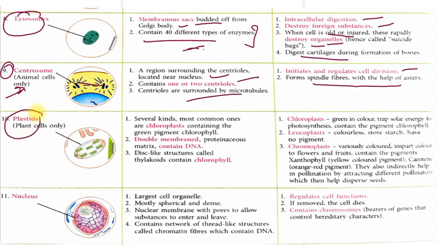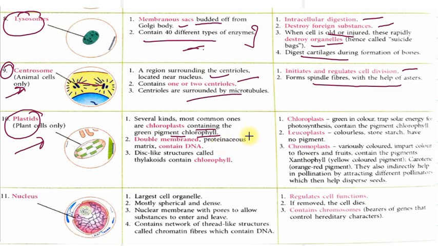So next are plastids. Another important organelle, they are found in plant cells only. These are plastids. They are of several kinds. Most common ones are chloroplasts. The chloroplast contains the green pigment, the chlorophyll. Green pigment in plants is called chlorophyll, right?